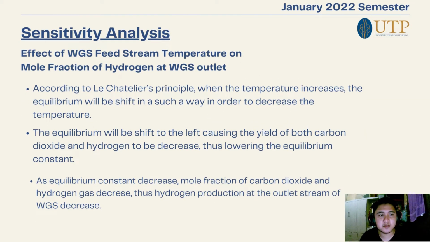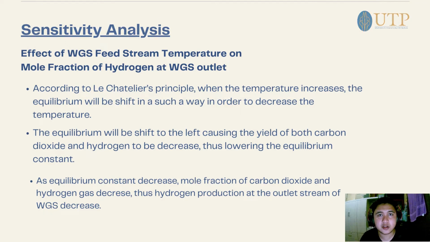According to Le Chatelier's principle, when the temperature increases, the equilibrium will shift in such a way as to decrease the temperature. So, as a result, the equilibrium will be shifted to the left, causing the yield of both carbon dioxide and hydrogen to decrease. So, it will lower the equilibrium constant. So, when the equilibrium constant decreases, the mole fraction of carbon monoxide and hydrogen will decrease as well. Thus, hydrogen production at the outlet stream of WGS will decrease.